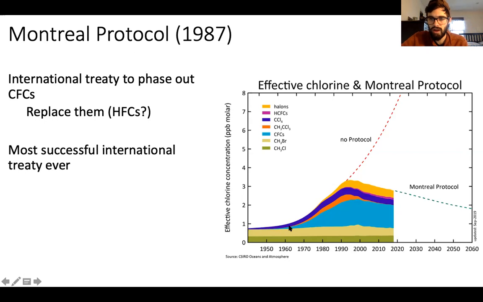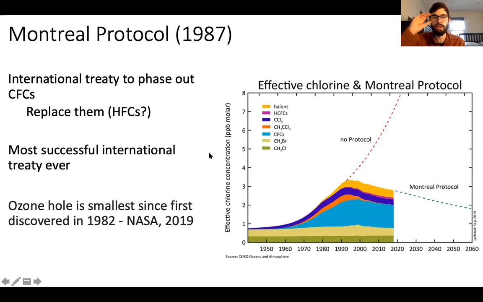You can see if you look at this graph, the trend was an increasing number of CFCs and sources of stratospheric chlorine. And with the Montreal Protocol in the late 80s, it actually led to a significant dip, and we've actually seen a big recovery in the ozone hole since then.